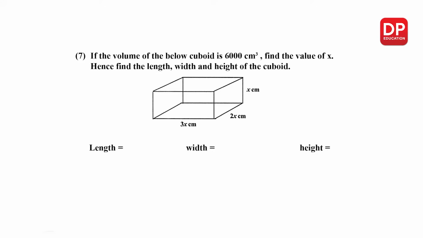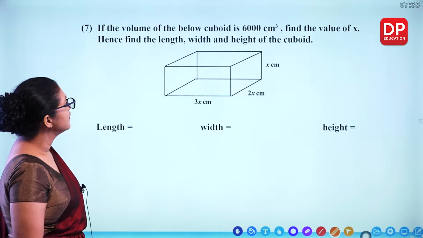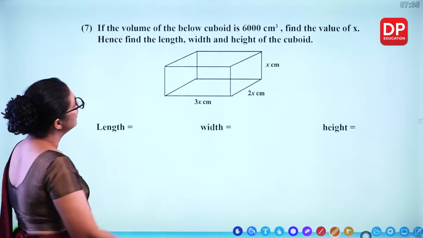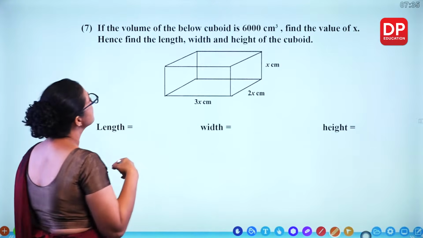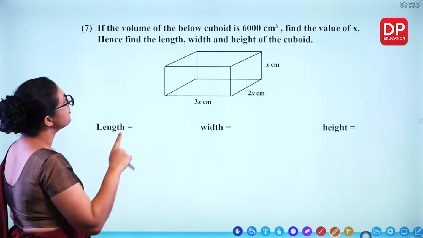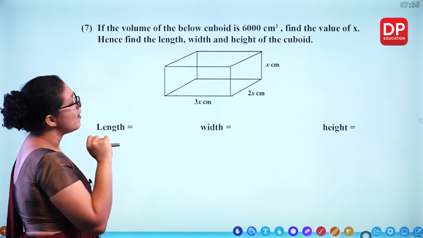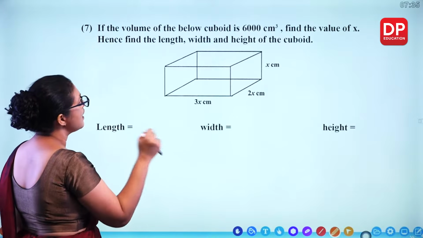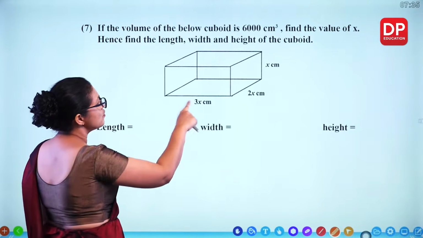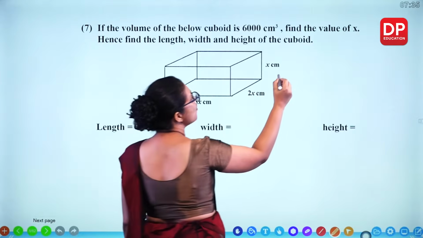If the volume of the below cuboid is 6000, find the value of x. So here the length is 3x, the width is 2x and the height is x. So find the value of x, and then you are asked to find out the length, width and height separately. So we'll substitute into the formula.